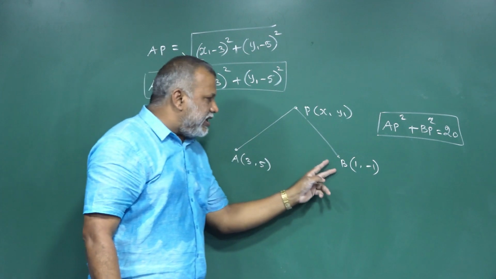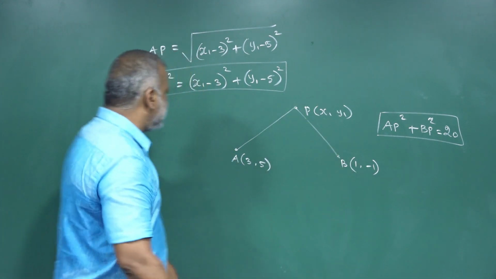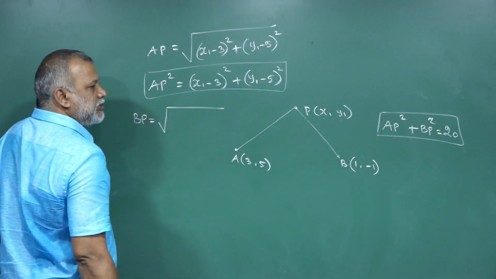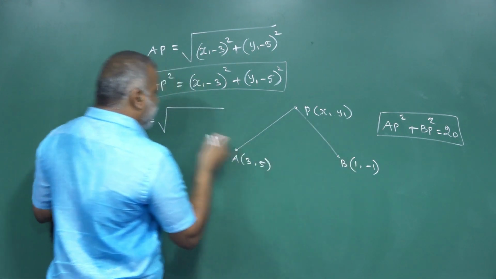In the same way we need BP, and after that we can square it. BP is once again the distance between 2 points. (x1 minus 1) the whole squared.